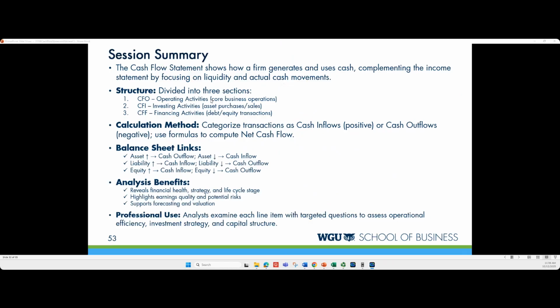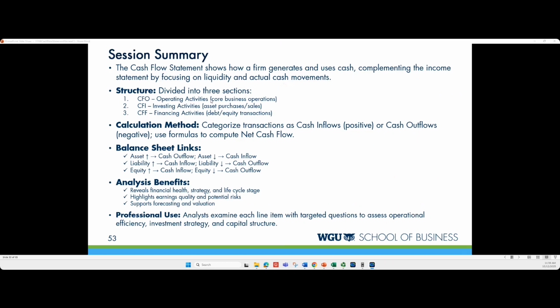And so to summarize what we've reviewed in the session, the cash flow statement shows us how the firm generates and uses cash, and it complements the income statement, focusing on liquidity and how cash is actually moving through the organization. We divide the cash flow statement into three sections: the cash flow from operations, which are generated from core business activities; cash flow from investing, which is coming from our purchase and sale of assets; and cash flow from financing, which is our debt and equity transactions.